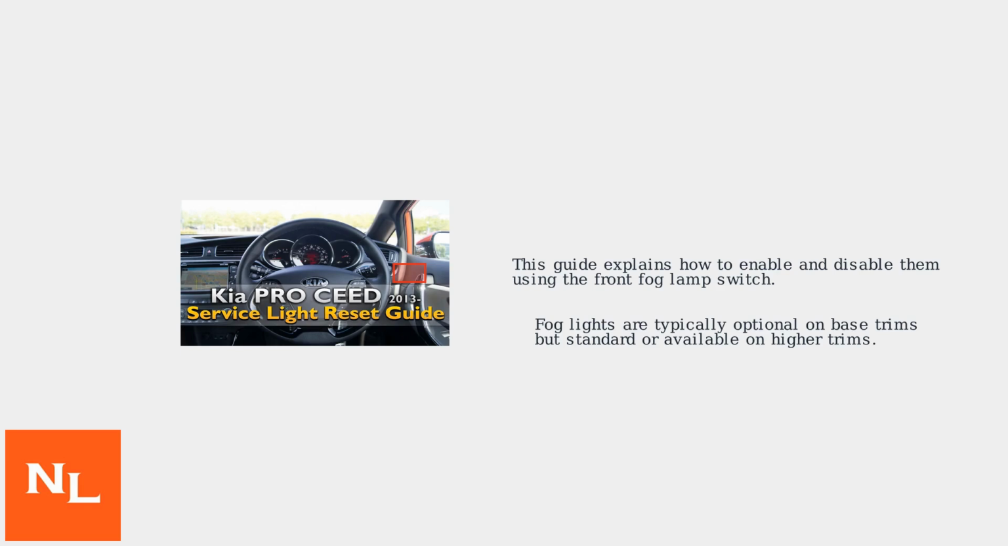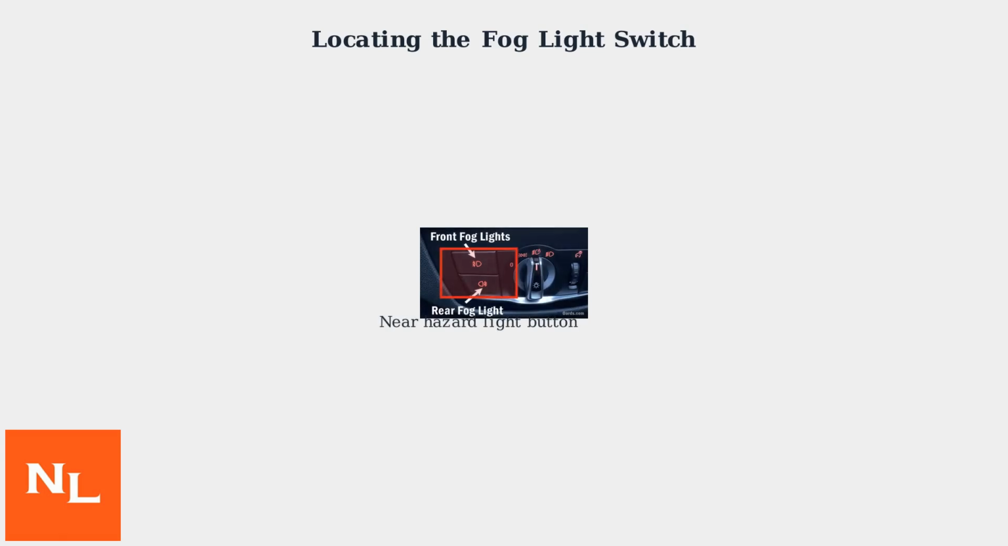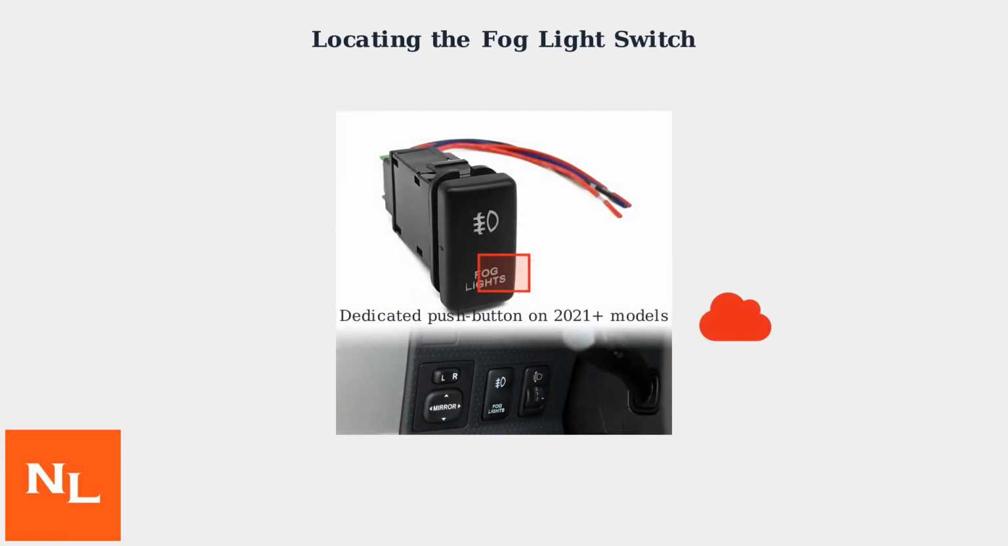Note that fog lights are optional on base model trims, but come standard or as an option on higher trim levels. The fog lamp switch is usually located on the light control stalk on the left side of the steering column. It can also be found near the hazard light button on the dashboard. In facelifted 2021 and later models, it might be a dedicated push button with a fog lamp icon.